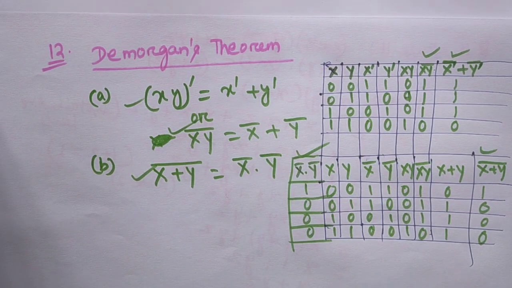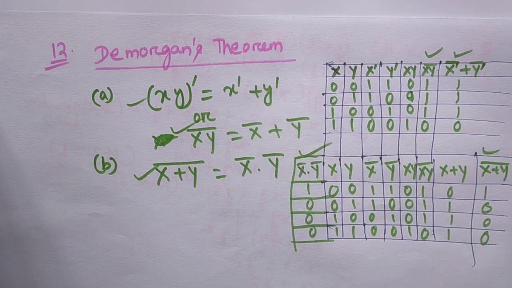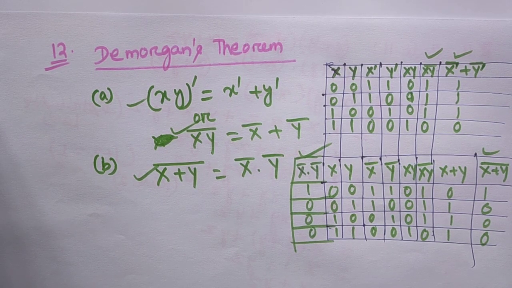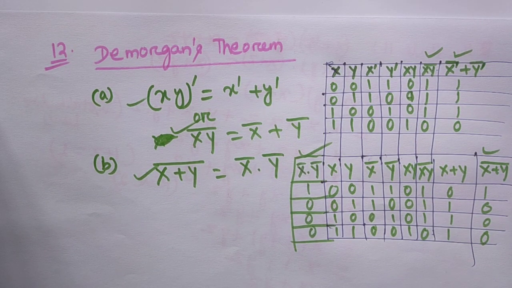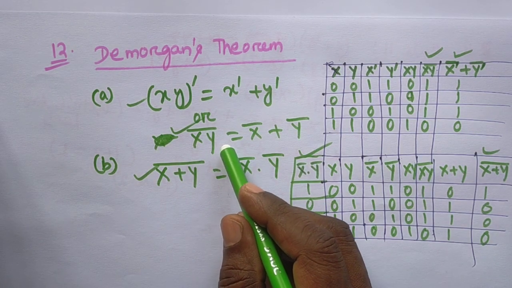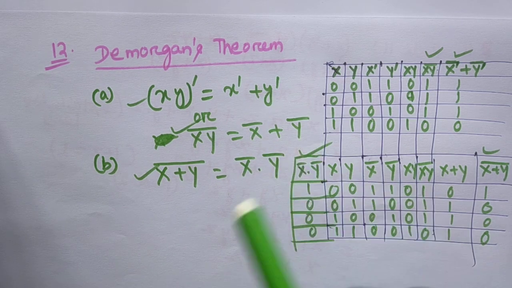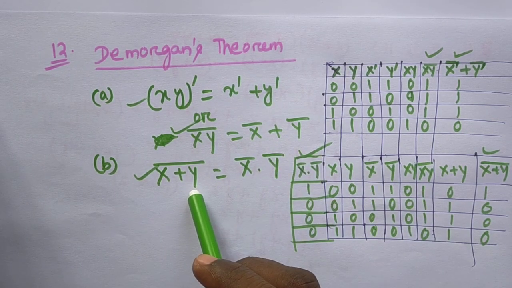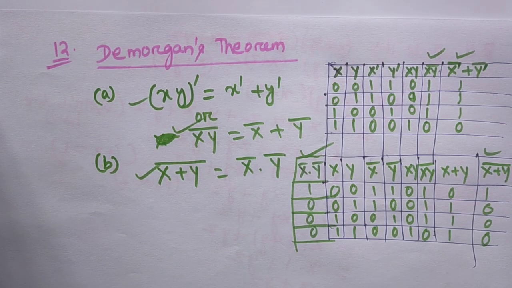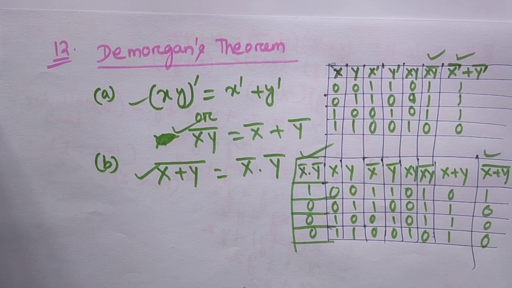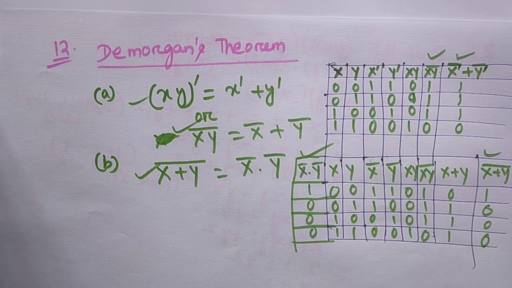Okay, so De Morgan's rule is also true whenever you use different values of x and y in different ways. When we consider different values of x and y, then we prove it. De Morgan's theorem is also true as per this rule, that is, x y whole complement is equal to x complement plus y complement, and x plus y whole complement is equal to x complement dot y complement. This is true.